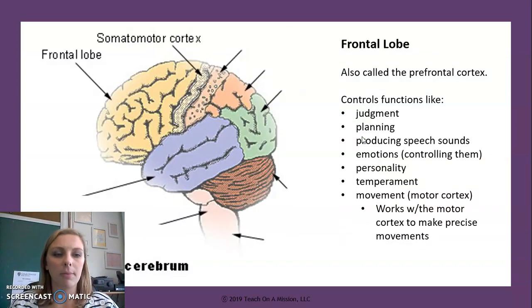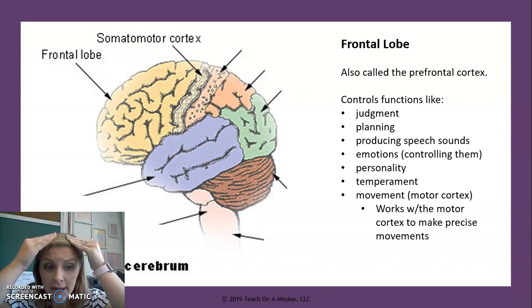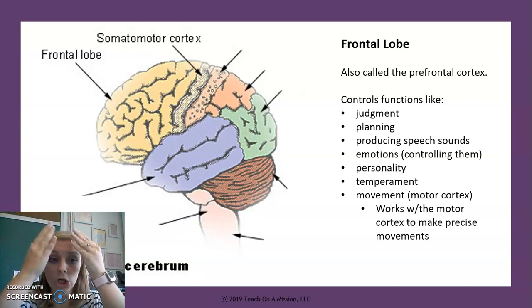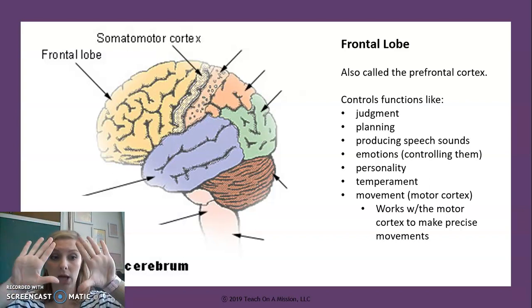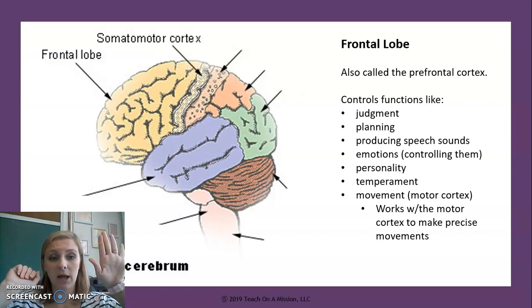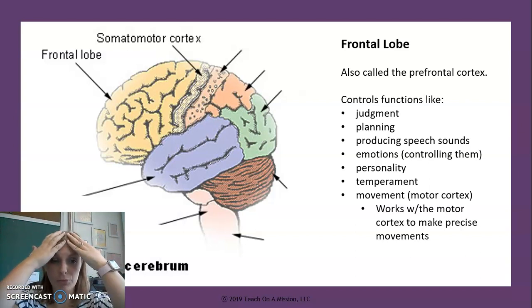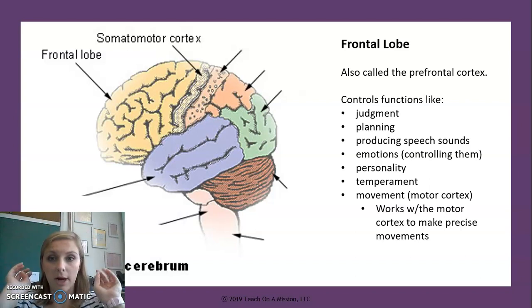So the first one we're going to talk about is the frontal lobe. It's right in the front behind your forehead, as well as a little bit up. It's the largest of the lobes. Remember, we have two hemispheres. So we have a hemisphere on the left and a hemisphere on the right. So our frontal lobe, we have two frontal lobes, one in the left hemisphere, one in the right.